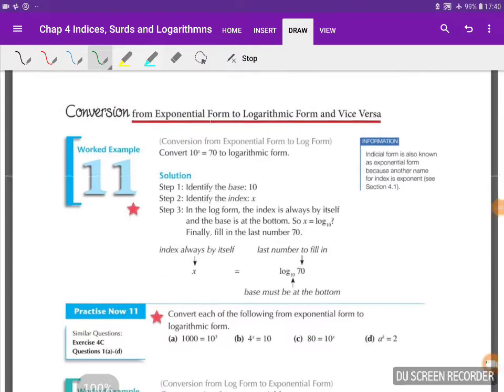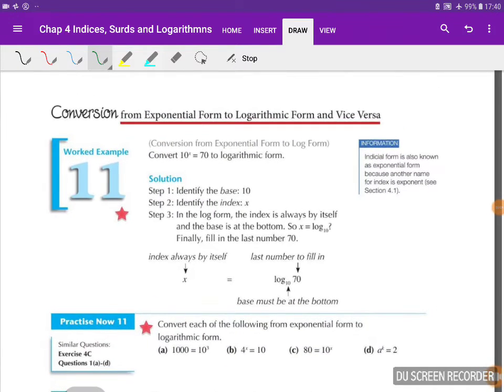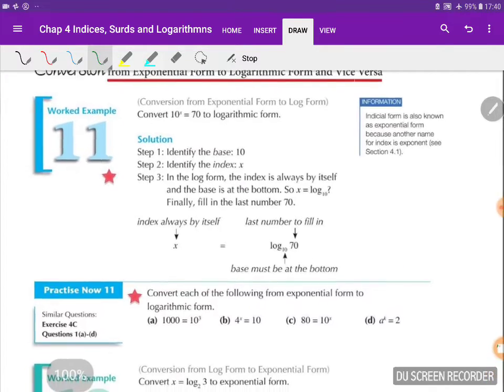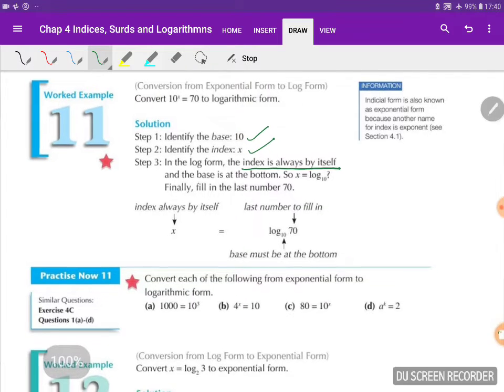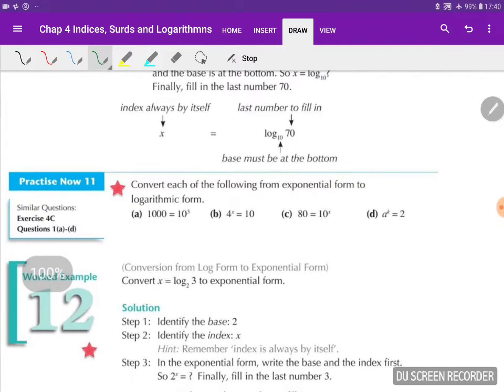Okay, let's recap what we have learned today. There is conversion from exponential form to logarithm form. So just to recap the steps again: first of all, identify the base, identify the index. Remember, the index is always by itself. So that's the key thing, right?